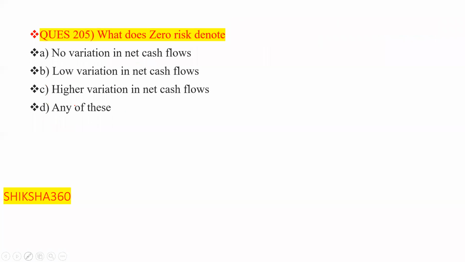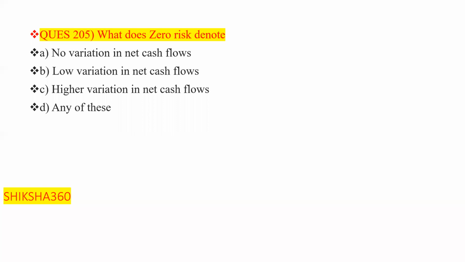Now move to the next question, question number 205. What does zero risk connote? Or we can say, what is the meaning of zero risk here? Option A is no variation in the net cash flows. Option B is low variation in the net cash flows. Option C is high variation in the net cash flows. Option D is any of these. So what will be the correct answer?